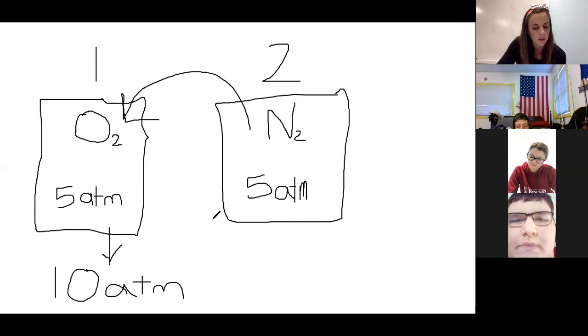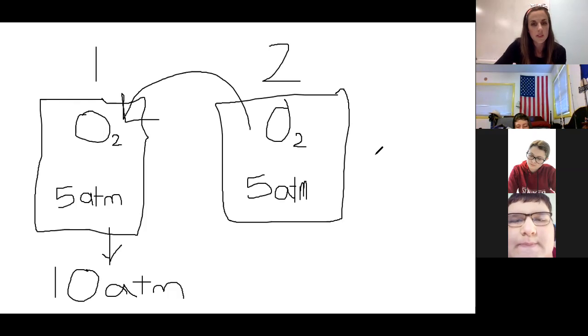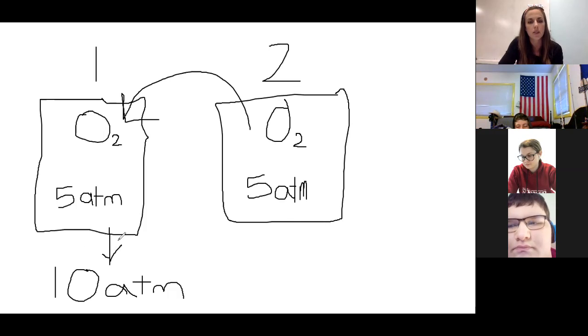Okay, so let's consider another situation. Let's suppose that each of these containers has oxygen in it. So instead of nitrogen, this is now also oxygen. They are both still at 5 atmospheres of pressure. When we combine them together, the container still has a combined pressure of 10 atmospheres.